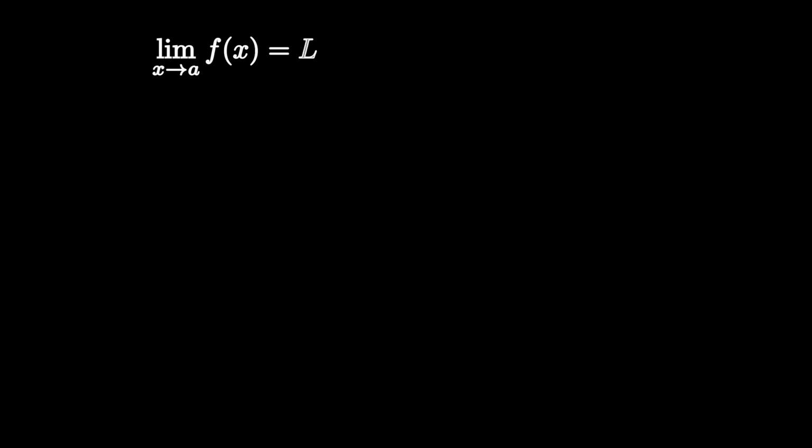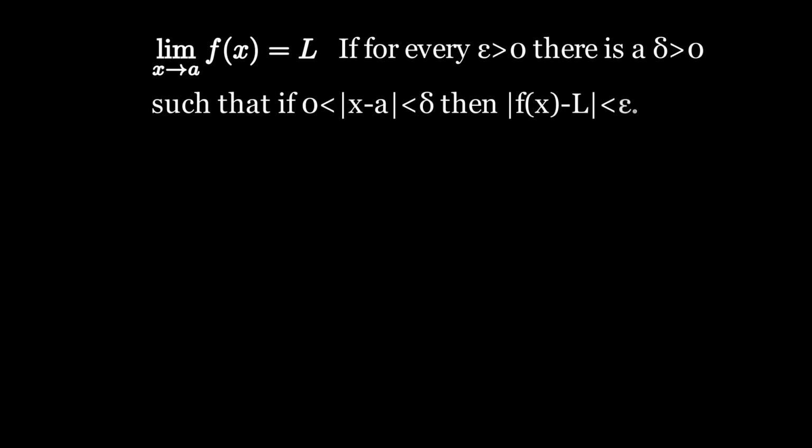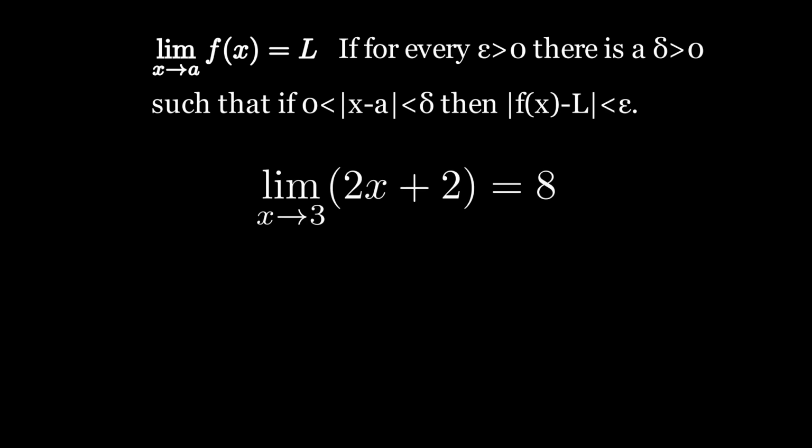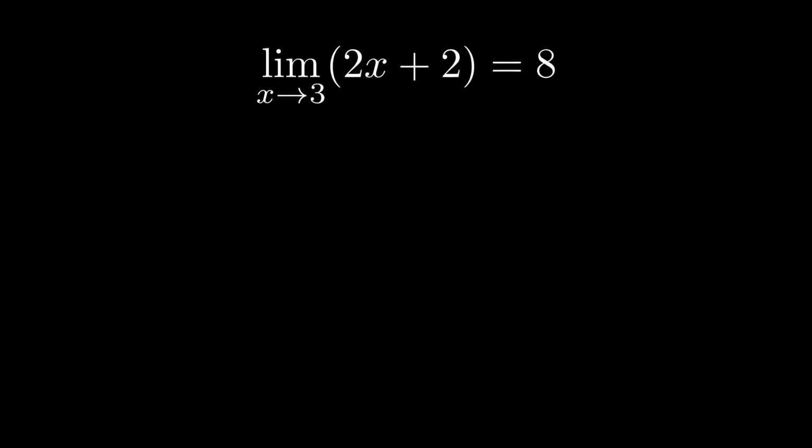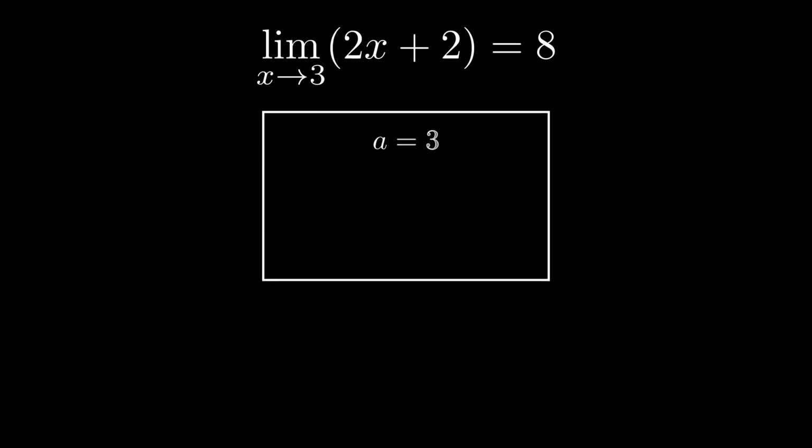Now that we understand how this definition works, let's show how to use it. The basic idea behind this method is that we want to create a formula for delta that contains epsilon, meaning that for any epsilon we choose, we can just plug it into the formula to get delta. Let's prove that the limit as x approaches 3 of 2x plus 2 is equal to 8. Let's define our variables. A is the value that x is approaching, so it's 3. F of x is the function that the limit is evaluating, so it's 2x plus 2. And L is the value of the limit, so it's 8.